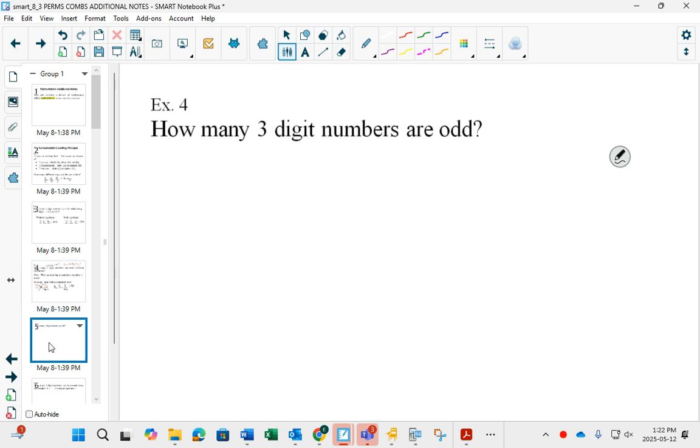And again, for number 4, try this one on your own. It's another one with a restriction. You can do it exactly the same as we did example 3. But after you get your answer, see if you can figure out a second method that uses both A and B to figure it out.